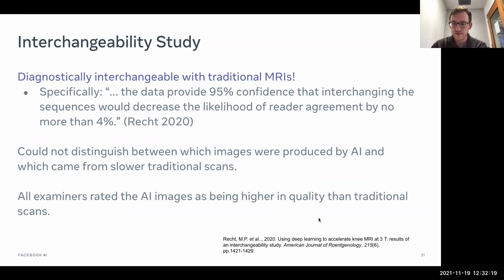This is in the American Journal of Roentgenology. Yeah, that's it for the interchangeability study. Does anyone have any other questions on this before I move on to the challenges?